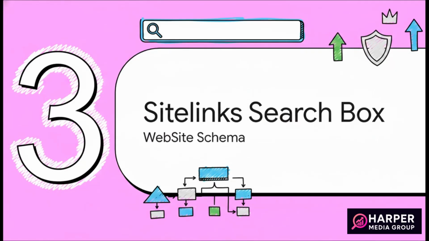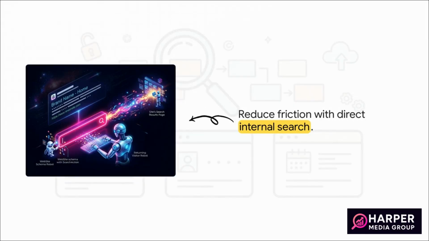Okay, Section 3, the site links search box. This feature is a massive user experience upgrade that aggressively reinforces your brand's authority right on Google. It lets returning visitors bypass your standard navigation entirely. They can literally type a query right there on the search engine results page, dropping them directly into your site's own internal search results. It dramatically reduces friction.